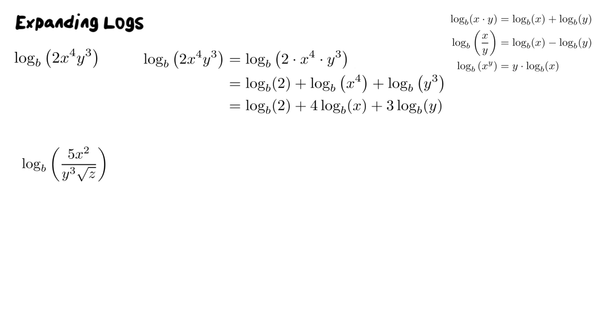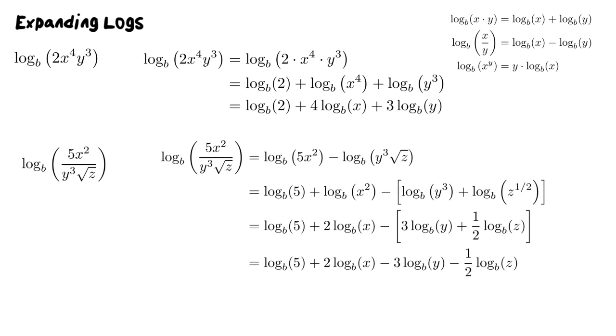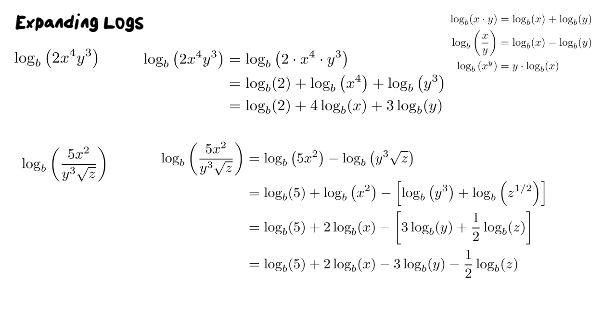Here's what it looks like when we expand it apart. The first thing, remember, we're doing the opposite of PEMDAS. To evaluate this expression, I would do exponents first, then multiplication, and then division. So when I break it apart, I do division first, then multiplication, and then exponents. So first I see it as a quotient, a division of two things, this big chunk on the top divided by this big chunk on the bottom. So first I split it apart as a division using the division rule.